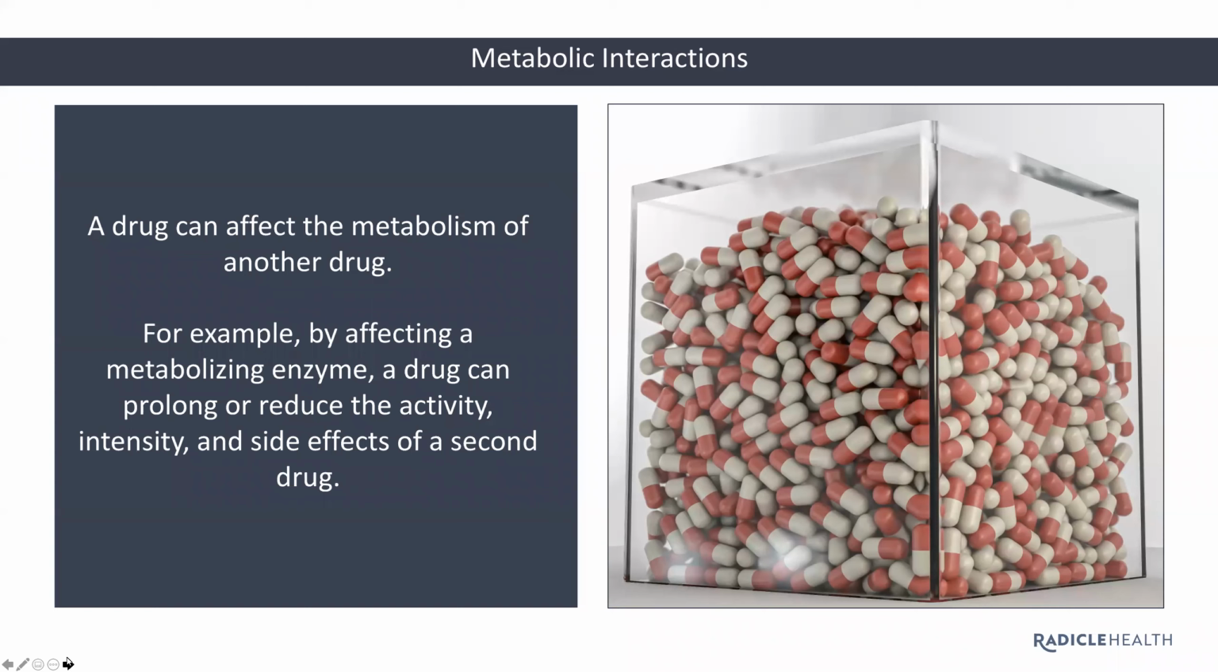We know that a drug can affect the metabolism of another drug, as I mentioned earlier. By affecting a metabolizing enzyme, a drug can prolong or reduce the activity of a second drug, and intensify its side effects. This is really the only way right now that I can determine if someone's having a drug interaction: to see if the side effects of that other drug are intensified, whether that's the cannabis or the pharmaceutical.